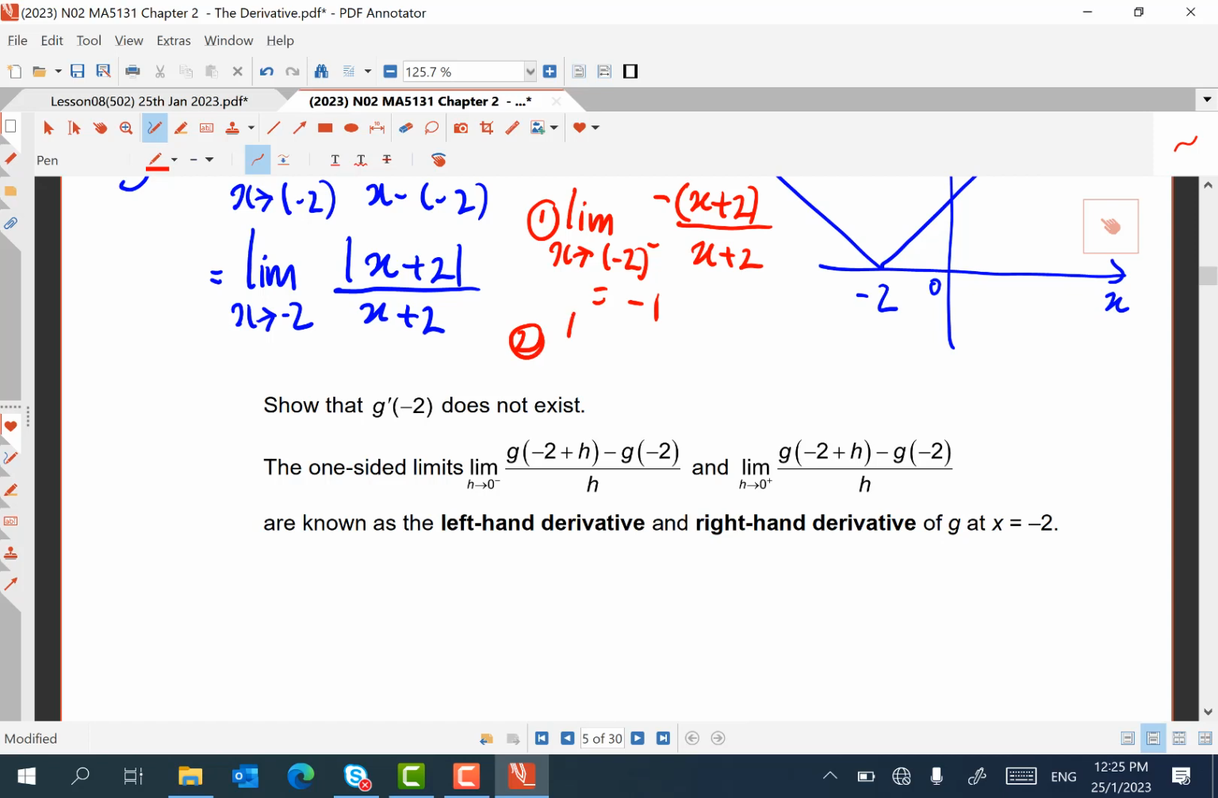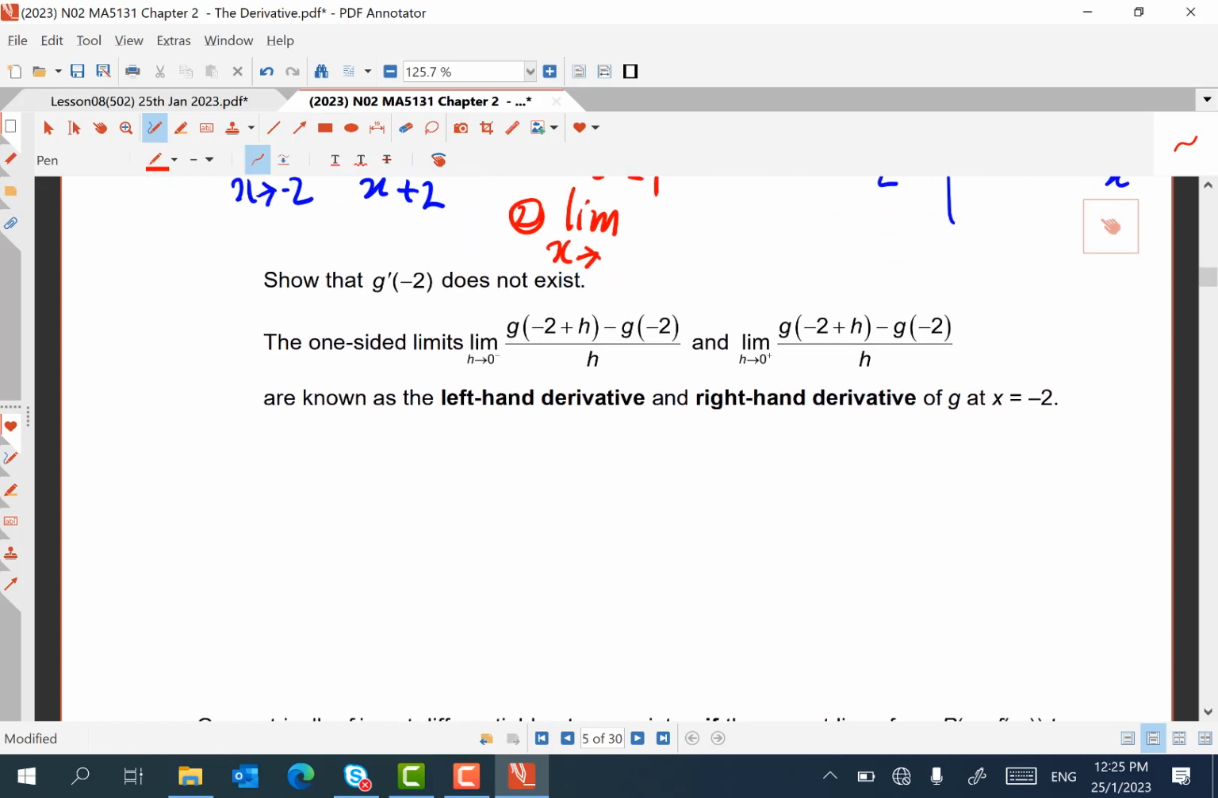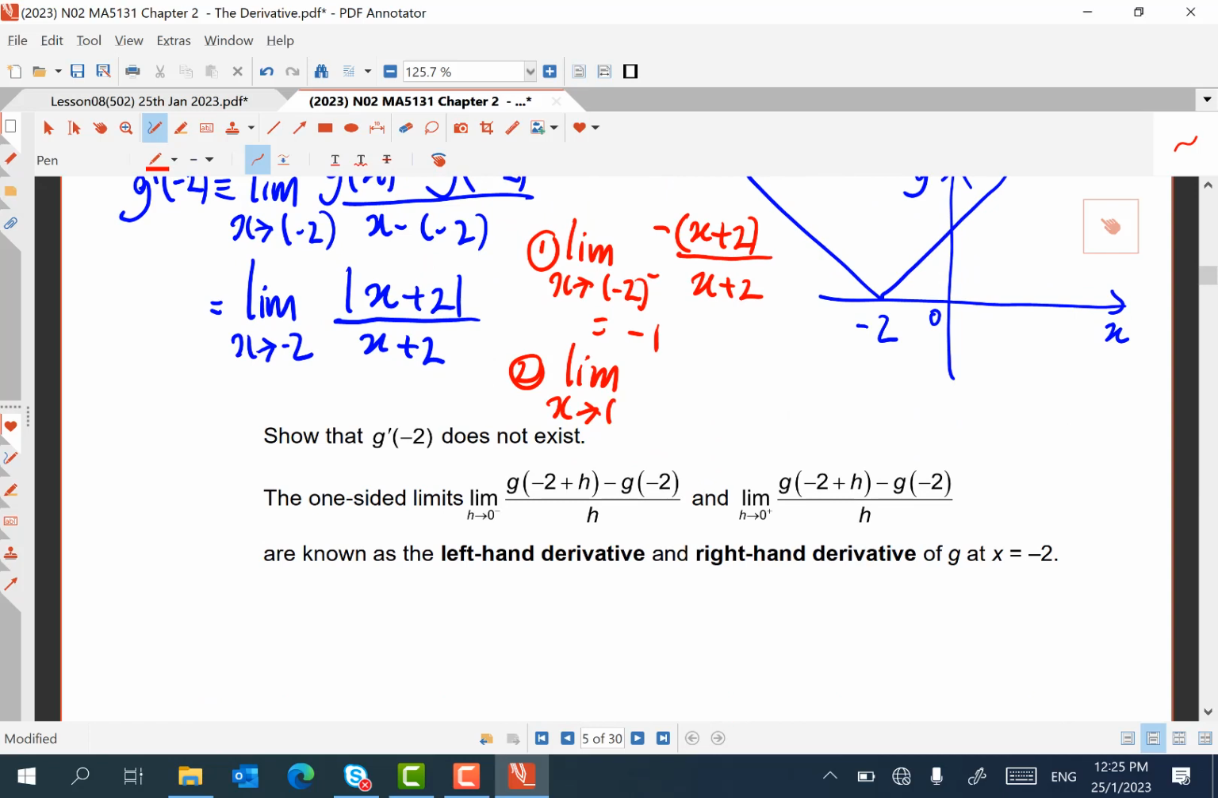And then when you do the right limit... the bell has rung. What do you have after my lesson? None. Okay, this is a very important thing. Cannot be late. And therefore g prime does not exist.